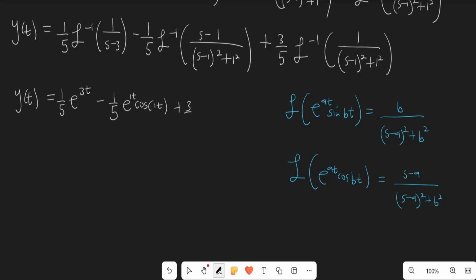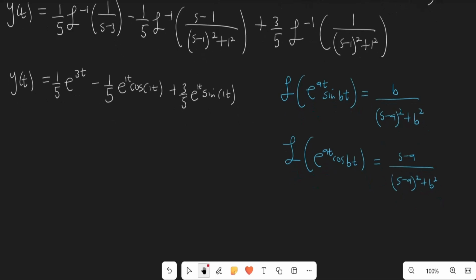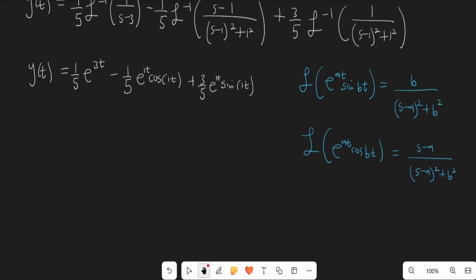Plus 3 over 5. Because we have a constant on top, not the s, that is going to be sine, but sine of what? Sine of 1t, because it's 1 squared, but the s variable is shifted by 1. So we multiply by the exponential function with constant 1t, like this. Alright, so now this is the solution.